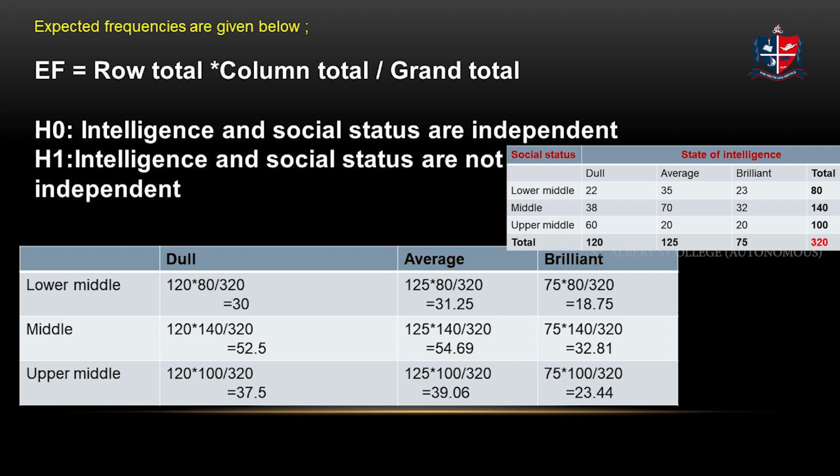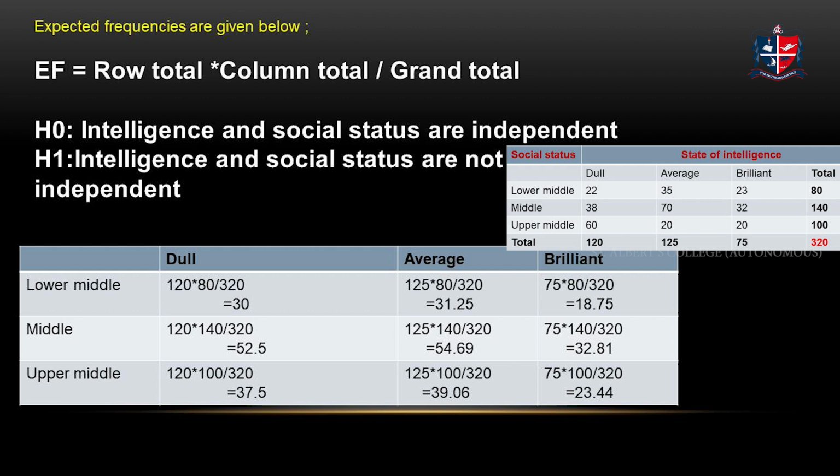And the third cell, 120 into 100 divided by 320. We will get the expected frequency of that cell as 37.5. So we must calculate the expected frequency of the balance cells also.